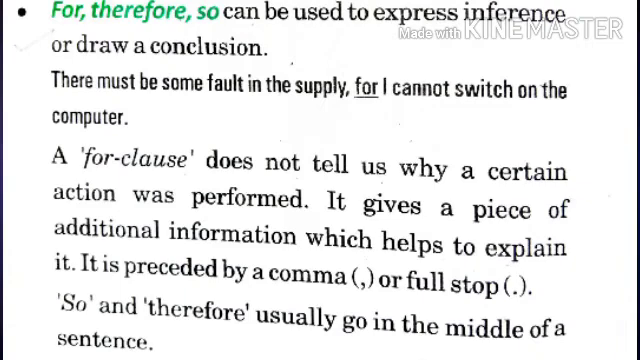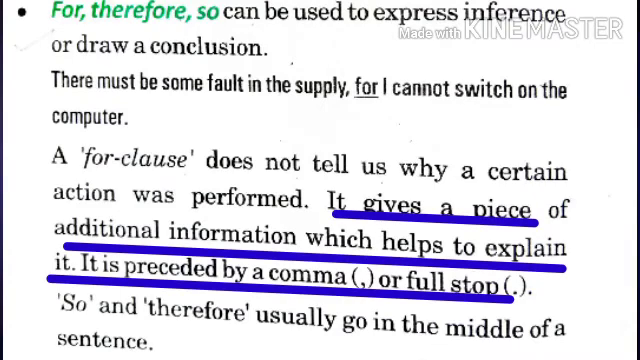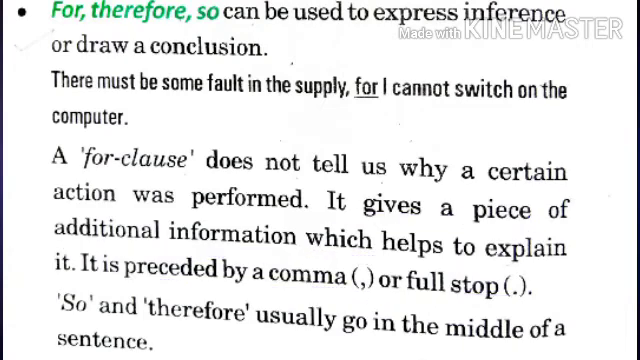Now, students, a for clause does not tell us why a certain action was performed. It just gives a piece of additional information which helps to explain it. It is preceded by a comma or full stop. Now let's come to so and therefore. So and therefore usually go in the middle of a sentence. Remember, so and therefore usually go in the middle of a sentence.